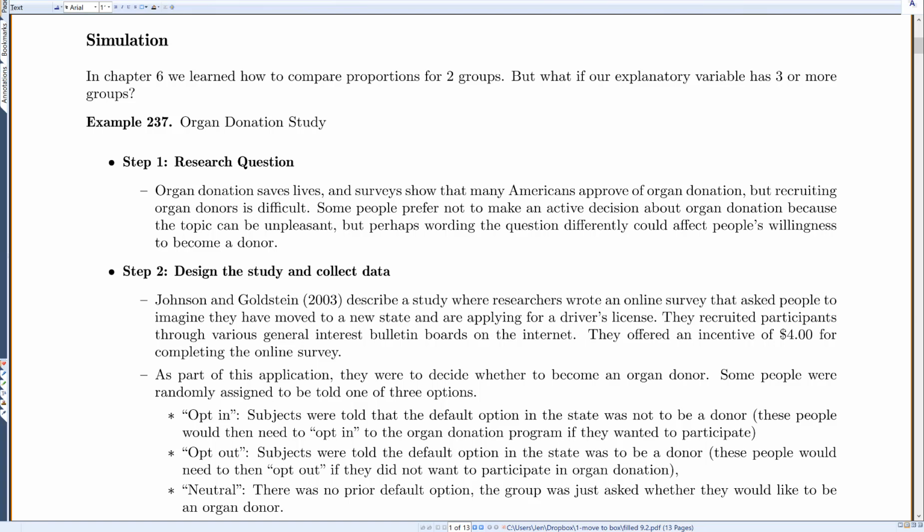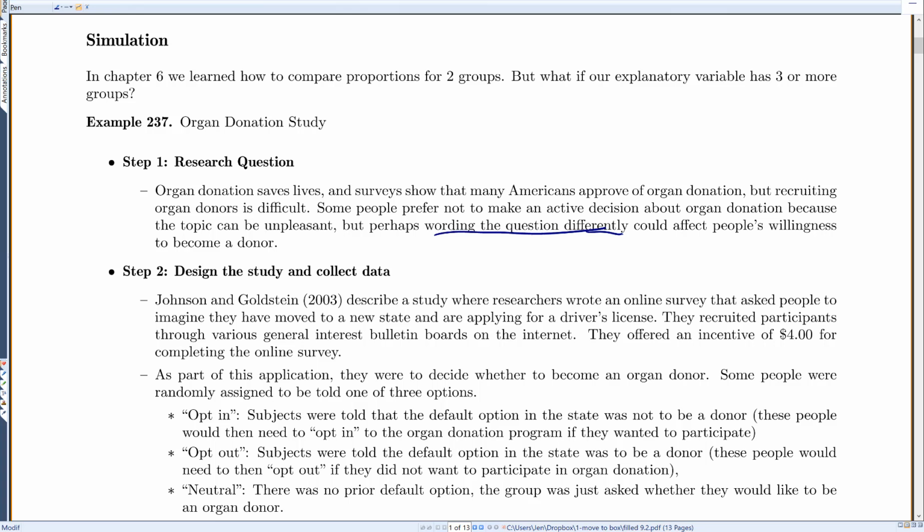So for example, we have this organ donation study where our first step is the research question. So someone wanted to know, they said, organ donations save lives. And surveys show that many Americans approve of organ donation, but the problem is we have a hard time recruiting them. Sometimes people don't actually want to have to make that decision. Okay? So we're wondering, could wording the question differently change people's willingness to become a donor? So can you word the question differently to change whether or not they'll sign up to be a donor?